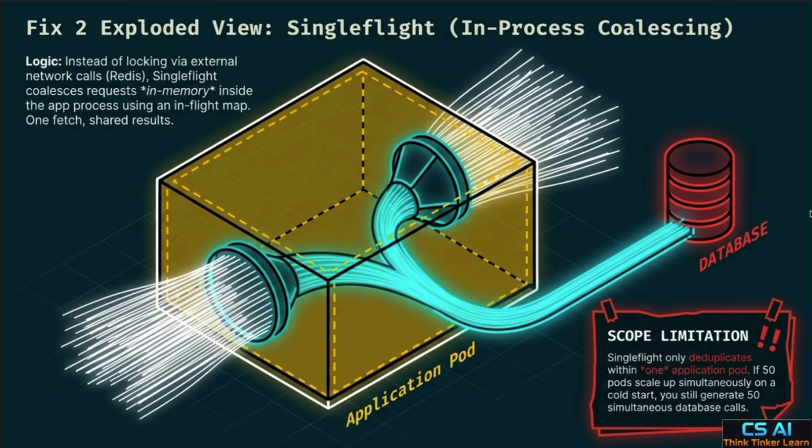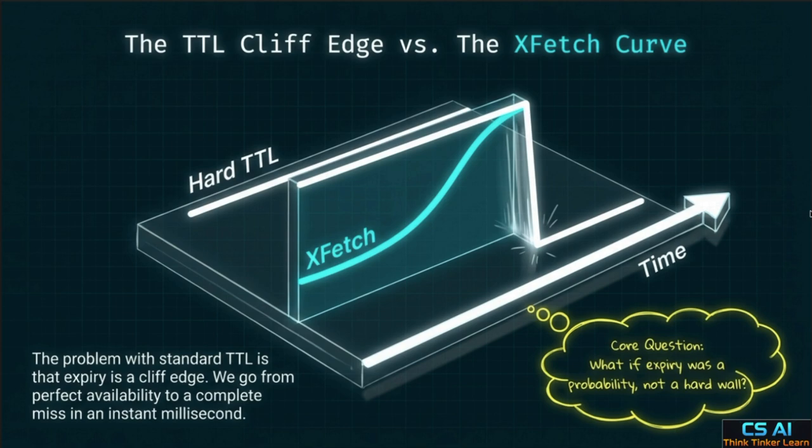One fetch, shared results. But note the scope limitation. Singleflight only works within one application pod. If you have 50 pods spinning up at once, you'll still generate 50 simultaneous database calls. We need to rethink expiry.